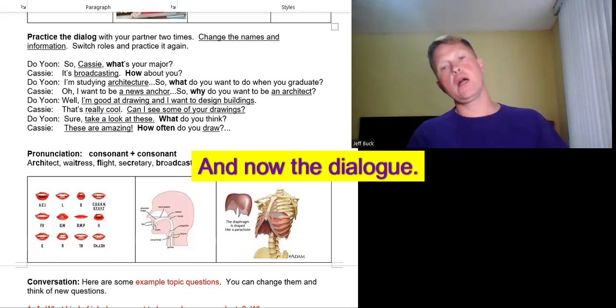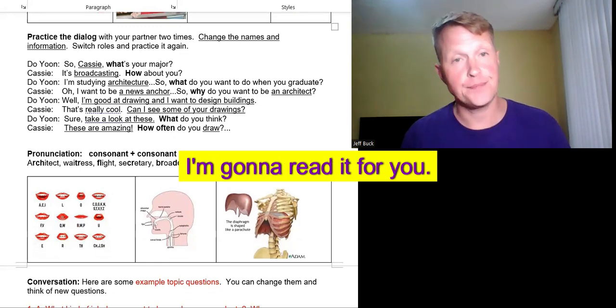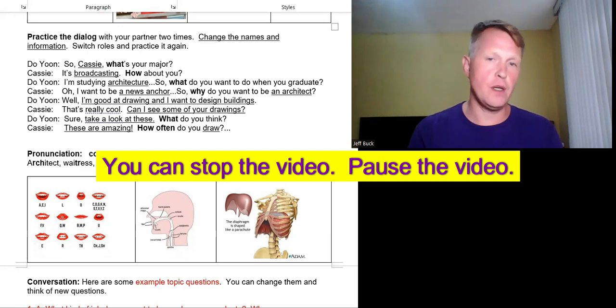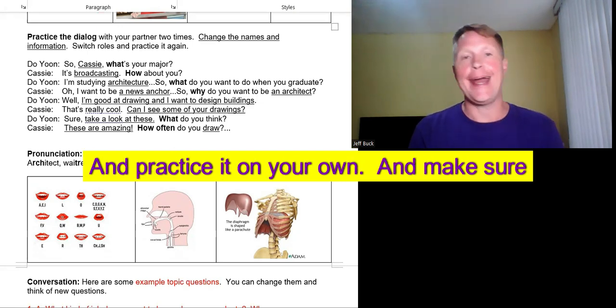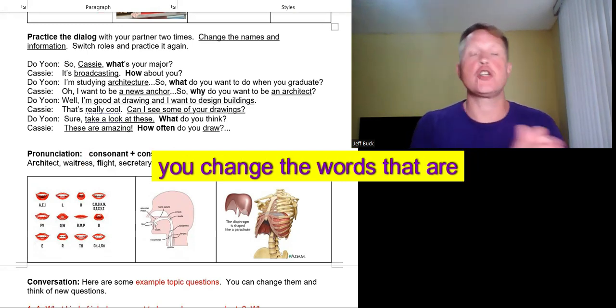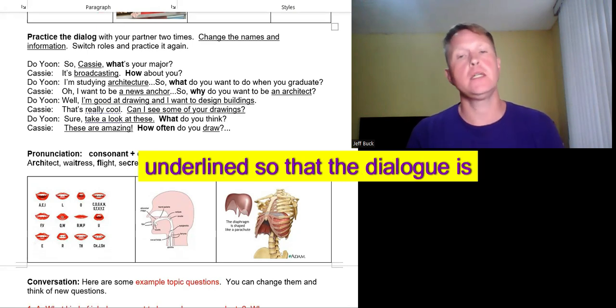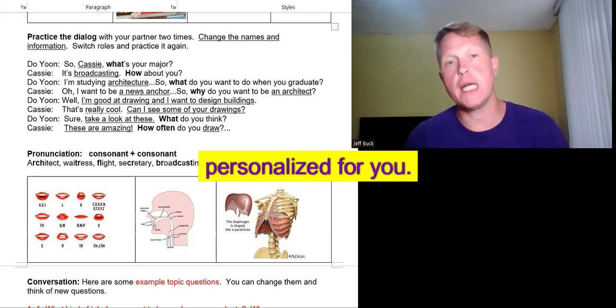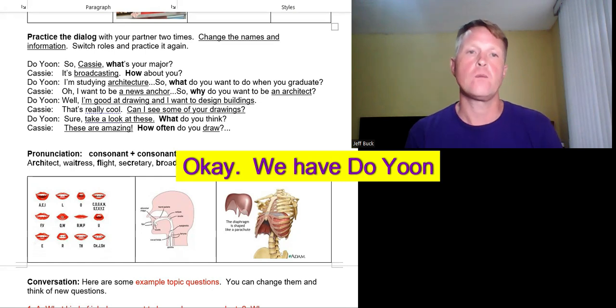And now the dialogue, I'm going to read it for you. You can stop the video, pause the video, and practice it on your own and make sure you change the words that are underlined so that the dialogue is personalized for you. Okay.